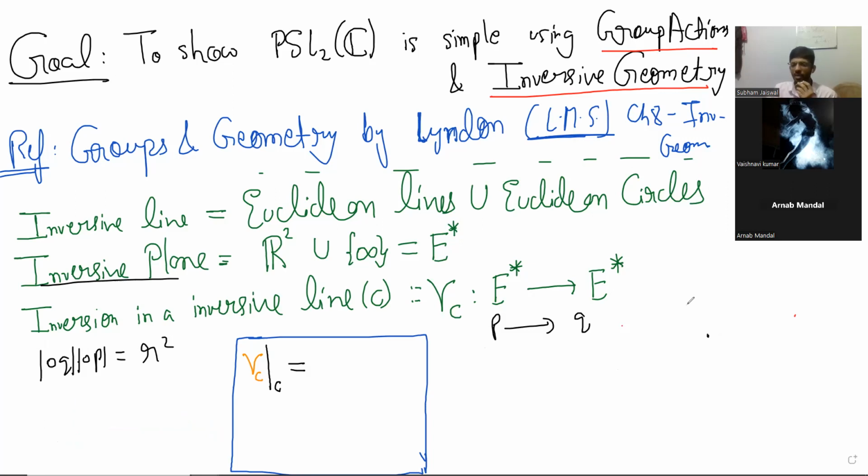Yeah, you've seen the definition for the first time, I think. Sorry? I am not able to understand the map. Okay, right. So Vaishnavi, can you explain, what is this map doing?